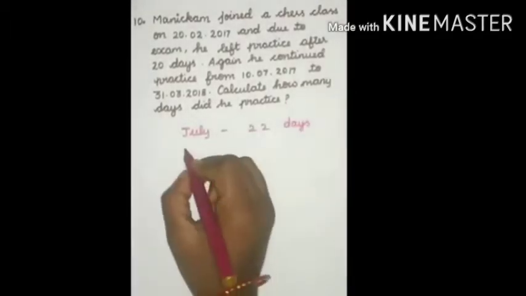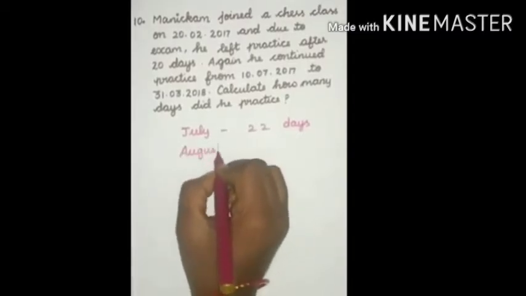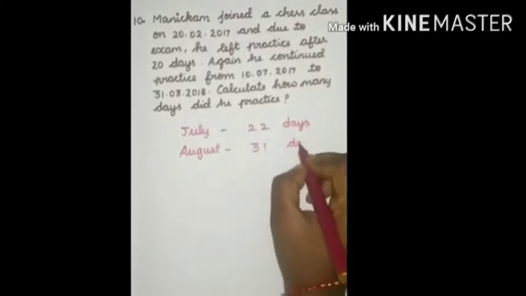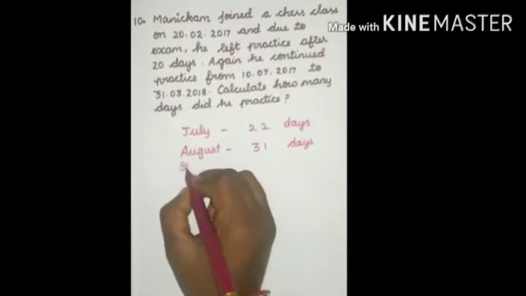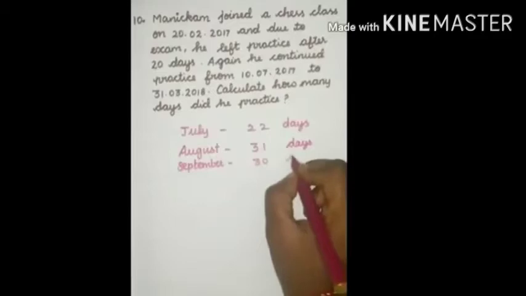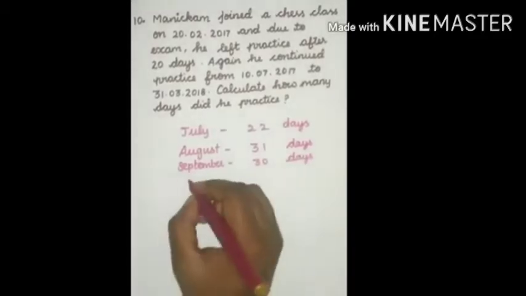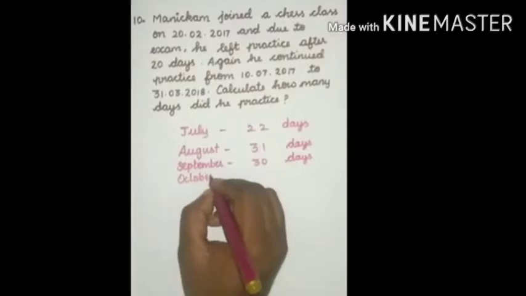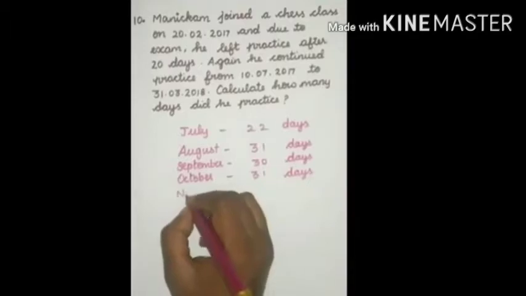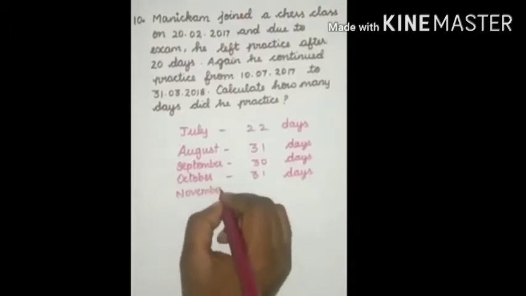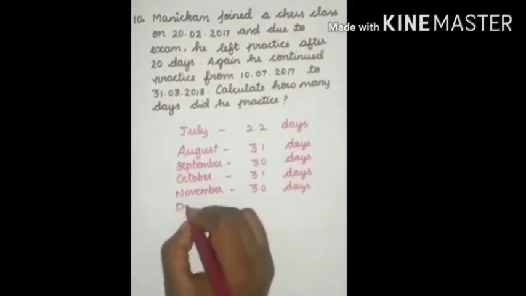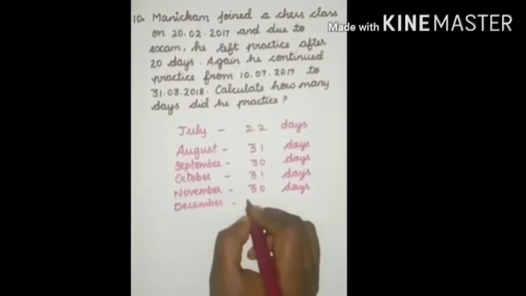And then August. In August month, how many days? Yes, 31 days. Then September, 30 days. And then October, 31 days. November, 30 days. December, 31 days.